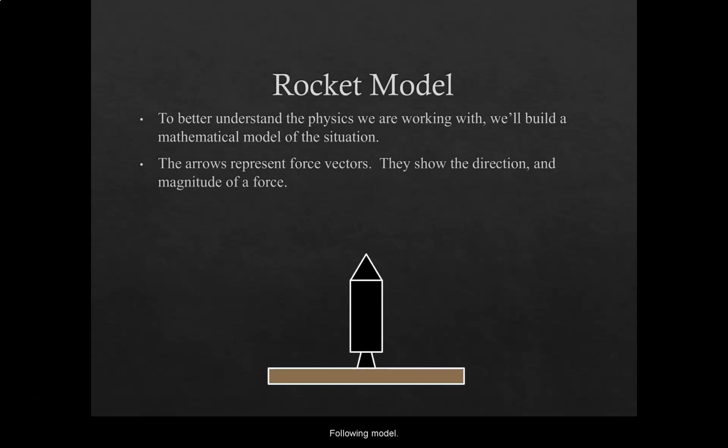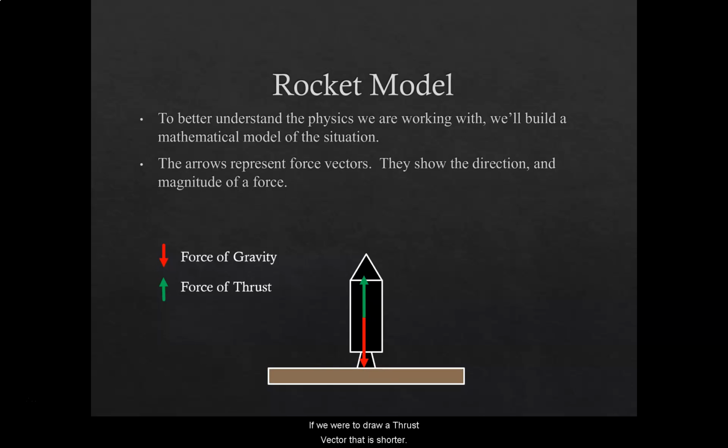In the following model, the arrows are going to represent various types of force vectors. These arrows are going to show both the direction and the magnitude of the different forces involved. And in this level of the model, we will only be considering two forces. There is the force of gravity, which is pointing downward, and that corresponds to the weight of the rocket. And then there is the thrust, which points upward, as shown in the green arrow. And the net force acting on the rocket is then the difference in those two forces here.